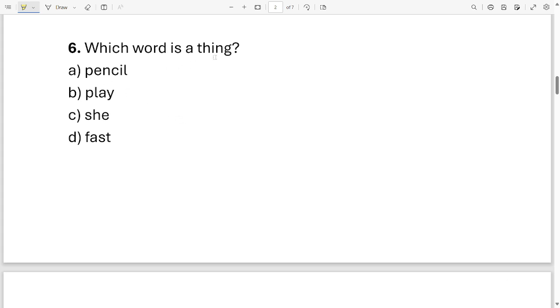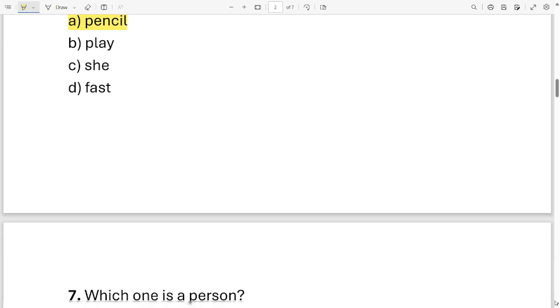Okay. Question number 6. Which word is a thing? Now here you have to identify what? Thing. These are the 4 options. You have to identify the thing. First one is pencil. Next option is play. Then it is she. And then it is fast. Which one of them is a thing? Identify quickly. It is option A. Pencil is a thing.